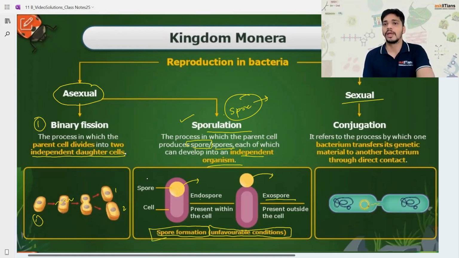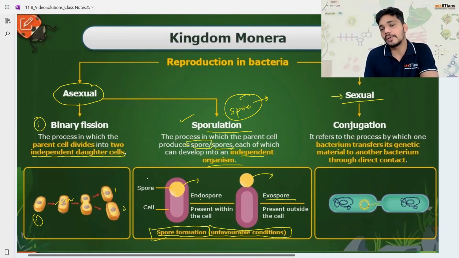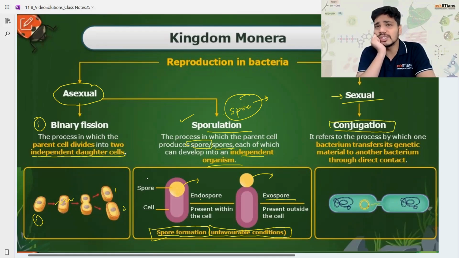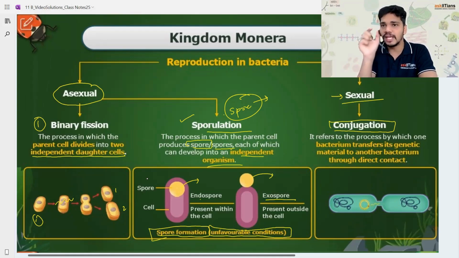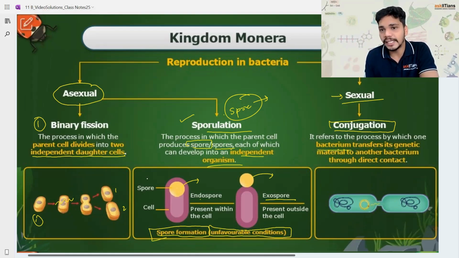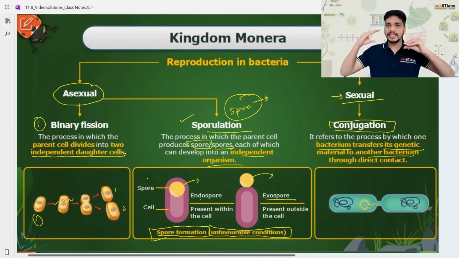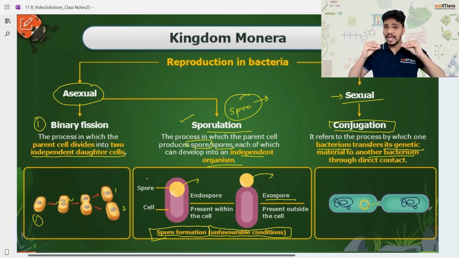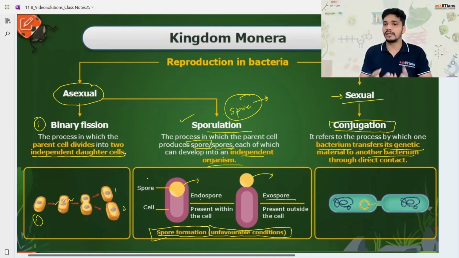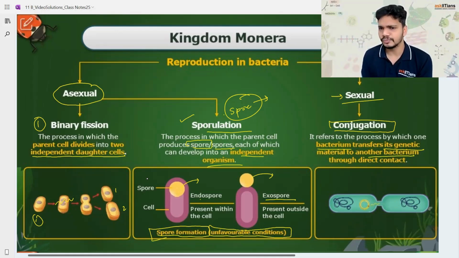Correct? Exactly. Then, when we have sexual reproduction, it's called conjugation. So, what is conjugation? We know that conjugation base pair in chemistry. So, they are related only, right? Conjugation is related, but in biology, it refers to the process by which one bacterium transfers its genetic material to another bacterium. So, the cells are already present side by side, and they are transferring the genetic information.